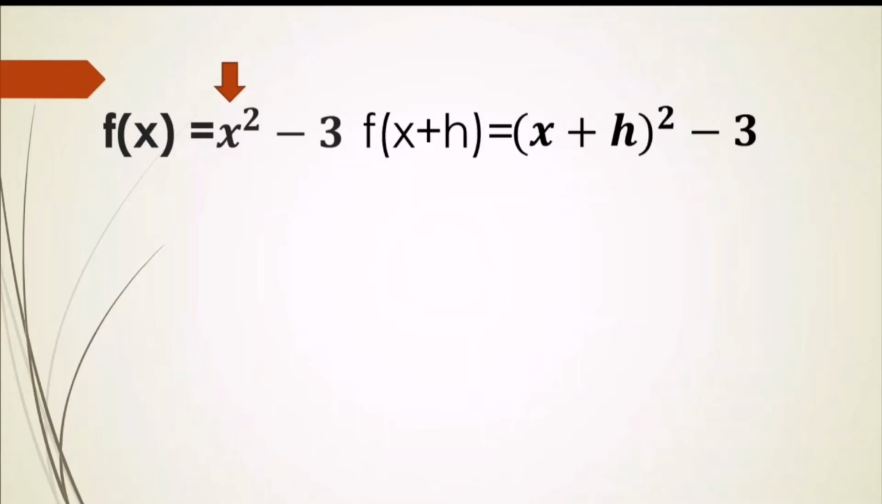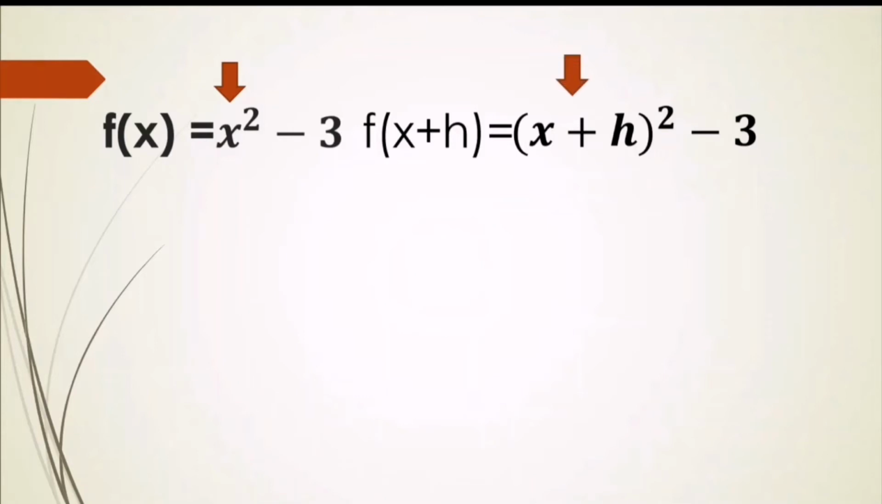Now, let us proceed with our next example. The given function is f of x equals x squared minus 3. So what we will do is again find the value of f of x plus h, wherein we will substitute the value of x with x plus h. That's why we have the equation: the square of x plus h, minus 3.